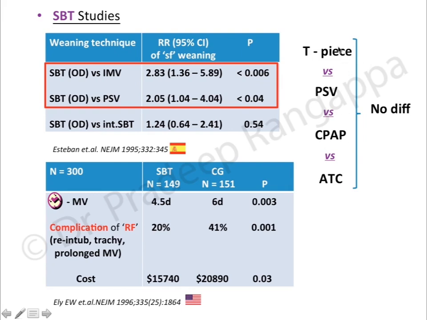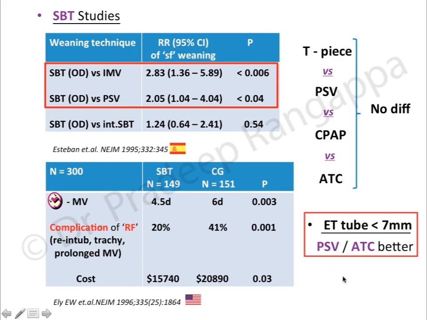So when you do a spontaneous breathing trial, you can put them on TPs, or pressure support of 5 to 7, or CPAP where there is no pressure support with only PEEP, or automatic tube compensation. They found no difference. But what they suggested is when patients have an ET tube of 7 or less, then the work of breathing on TPs was found to be a little higher. So they suggested pressure support ventilation or automatic tube compensation may be better to compensate for the tube resistance.